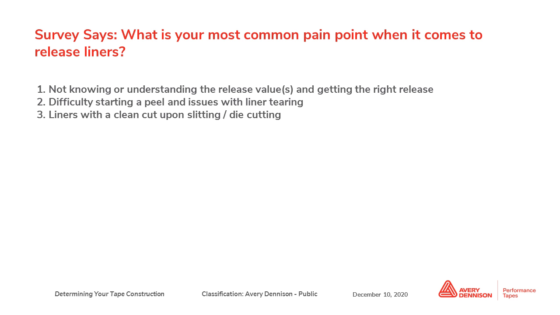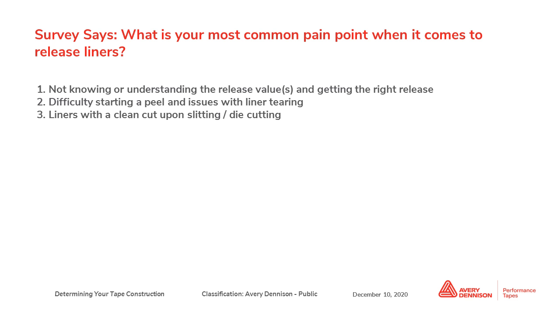Number two here, difficulty starting a peel and issues with liner tearing. I'll break this up into two parts again. Issues with liner tearing, well, we just discussed it. Different liners have different tear resistance. Polypropylene has excellent tear resistance, while the supercalendered kraft, or SCK, might not have the best tear resistance. So if you're having liner tear issues, it might be a situation where you want to switch liners.